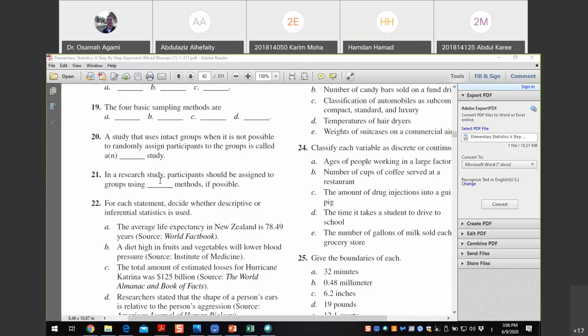A researcher's study participants should be assigned to groups using what methods, if possible? To make any research study, you make sample methods, right? Sampling method. Yes. Okay. Now, I'll go for Karim. I have done Karim Muhammad. I'll go for MCQ question, Karim. Okay, doctor. Can you read this one? Number 23. Yes.